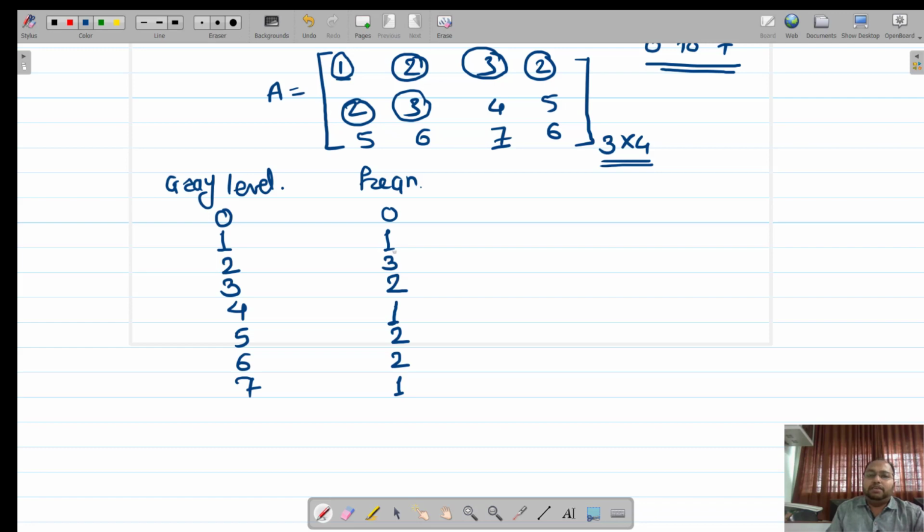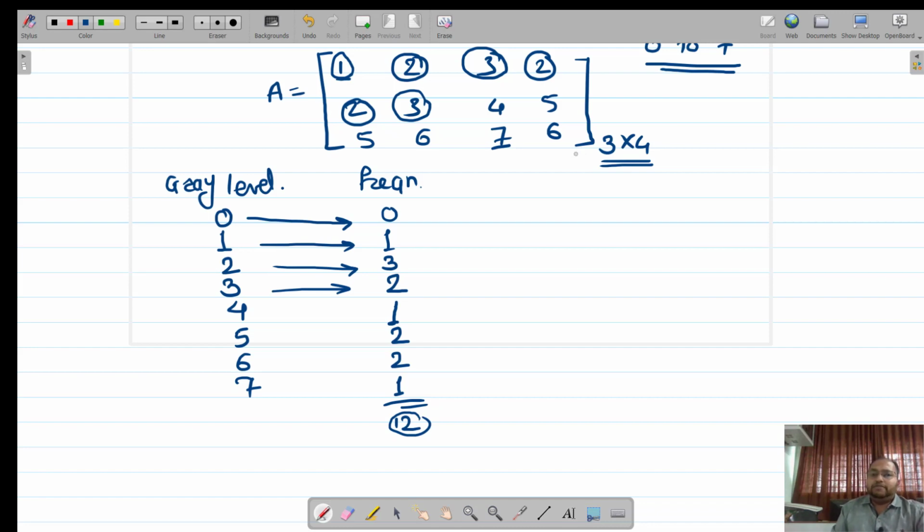So this is nothing but the frequency of occurrence of these gray levels. 0 has been repeated 0 times, 1 has been repeated 1 time, 2 has been repeated 3 times, and likewise. This is nothing but finding the frequency of each gray level intensity. If you add them up, it will come to 12. So the frequency of all occurrences of 0 to 7 is 12, which means there are 12 pixels.